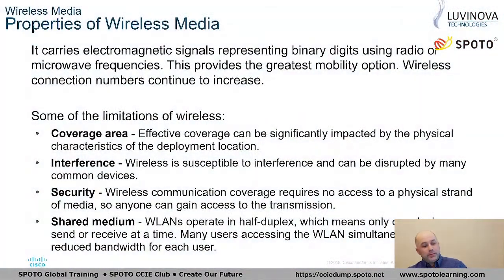Wireless media. The properties of wireless media, as you know, are coverage and speed. Coverage: the effective coverage can be significantly impacted by the physical characteristics of the deployment location, which means if you have wireless, you must know where you're providing that wireless. Is there any building surrounding, or concrete, which basically absorbs the radio waves, lowering and degrading the signal.